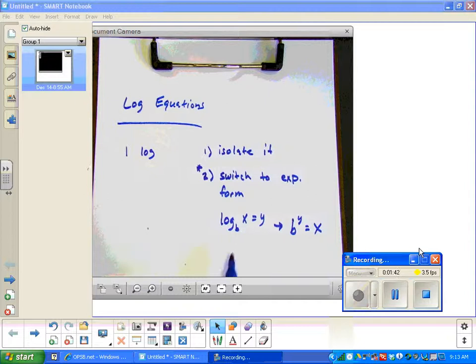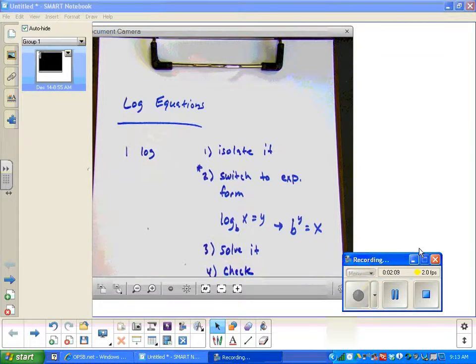Now, what if it's a common log? A common log doesn't have a base written down. It's 10. If it's a natural log, then it's e. From there, all you have to do is solve it, and then you have to check.